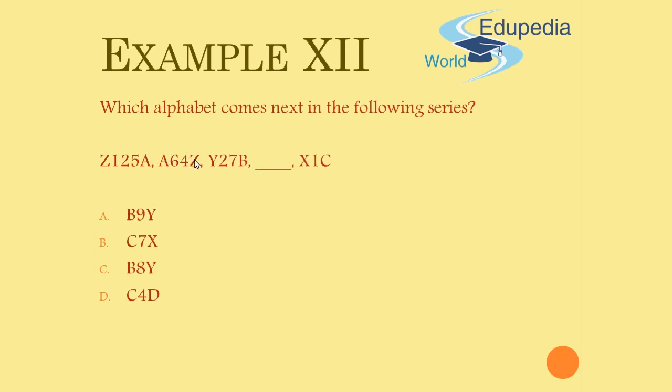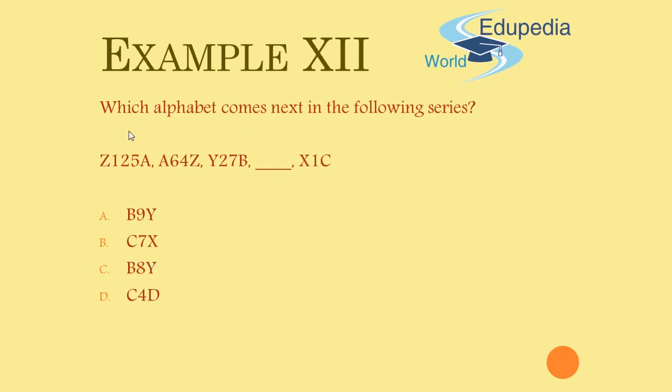So I'll take A64Z. Because after A64Z, if I skip one number, only then will I land over here. So A, move forward by 1, you come to B, and Z, move back by 1, you come to Y. So your answer will be B8Y.